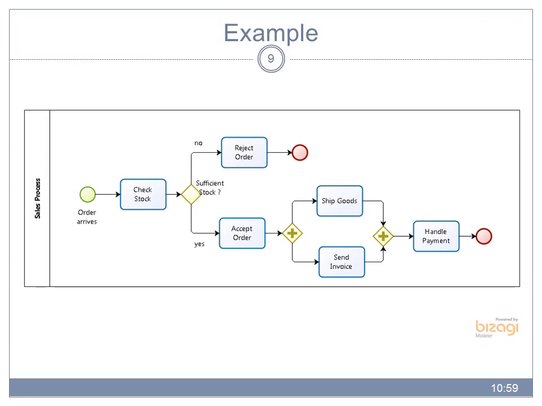The parallel split means that ship goods and send invoice can be done in parallel. Doing tasks in parallel doesn't necessarily mean doing them at exactly the same time. You can first ship goods and then send invoice, or first send invoice and then ship goods, or by accident do them exactly at the same time. That's not important. It means there is no order in which to do these two tasks. On the other hand, the AND join means that you have to wait until both tasks are finished before you can continue.